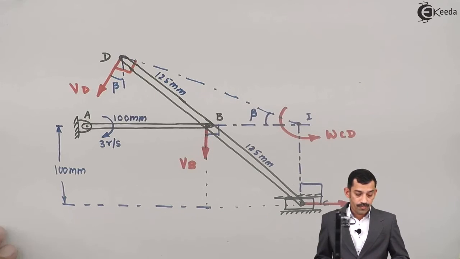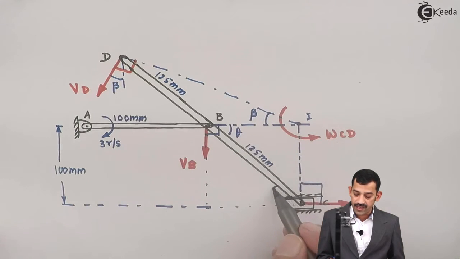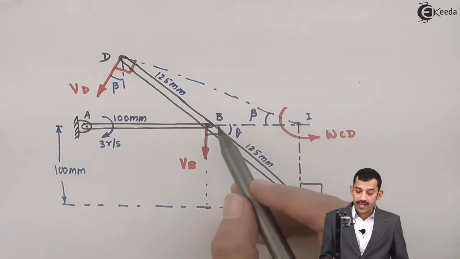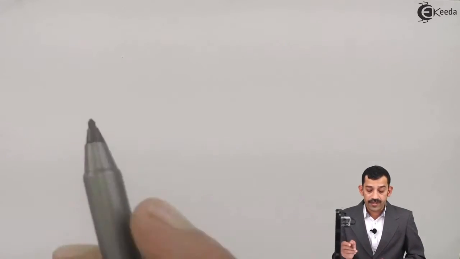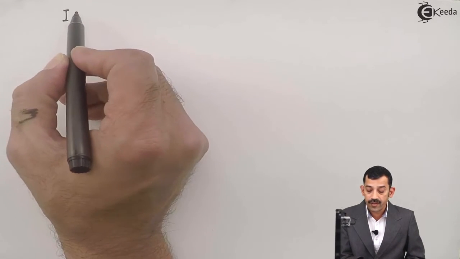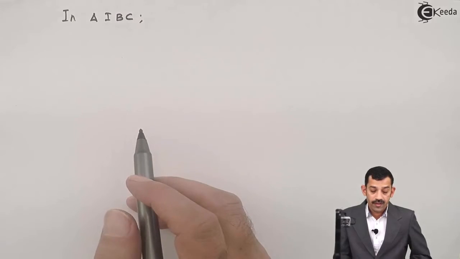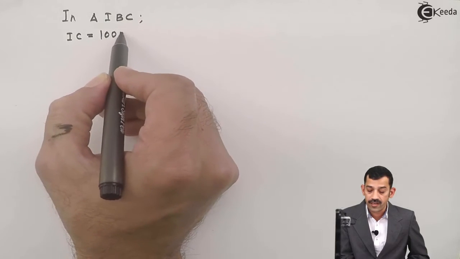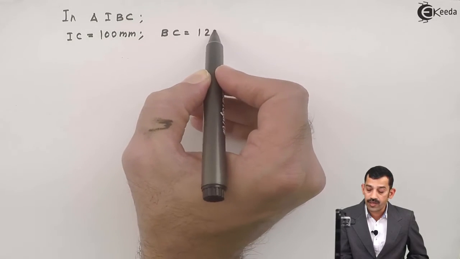Therefore, now to find out this angle, if I assume this angle is theta and this angle I will represent here as angle, again theta. Is it possible to find angle theta from triangle IBC? It's easy to find out. From this triangle IBC, in triangle IBC, IC length is known. IC equal to given as 100 mm. Then BC length is known as 125 mm.